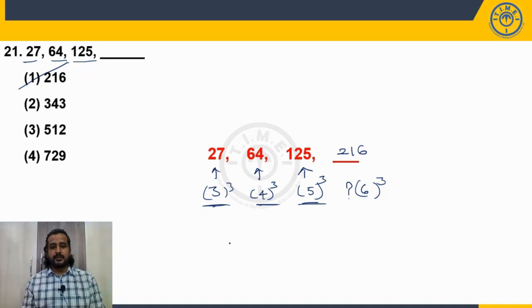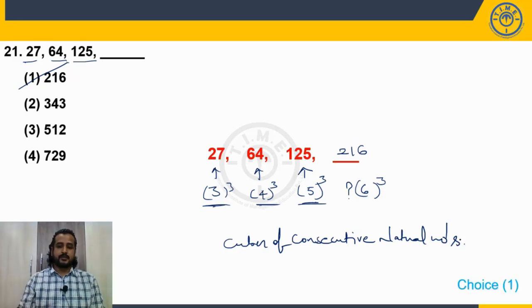What is the logic? Cubes of consecutive natural numbers. So the answer is choice 1. 3, 4, 5. Next is 6, consecutive natural number. 3, 4, 5 comes under the classification of consecutive natural numbers.